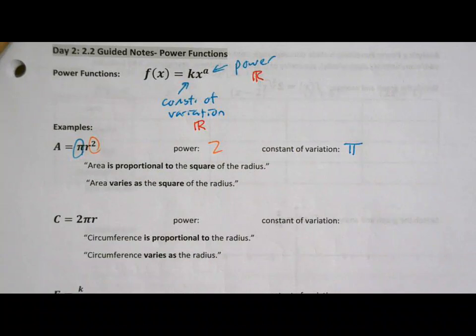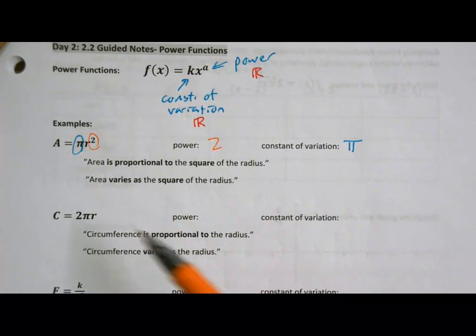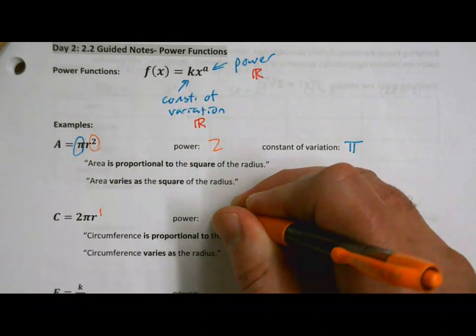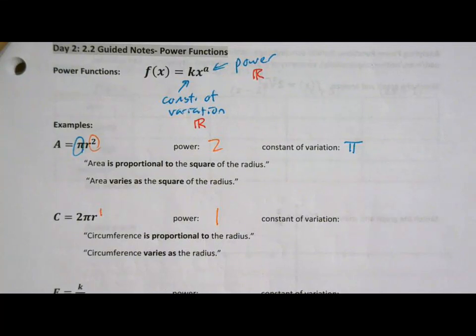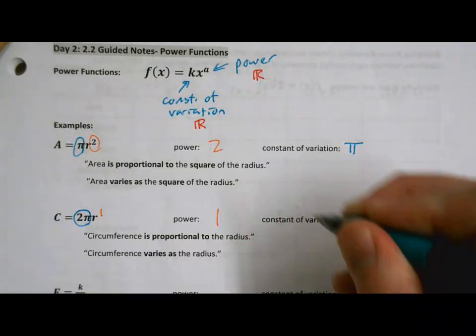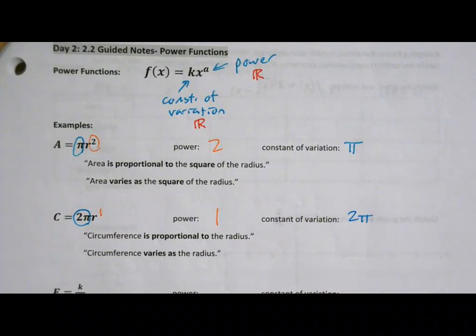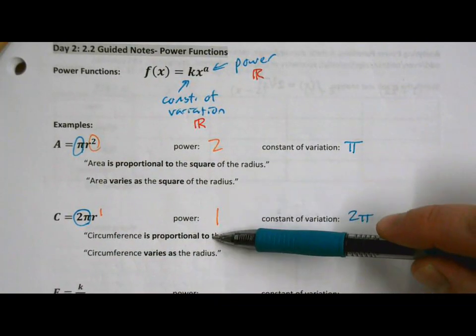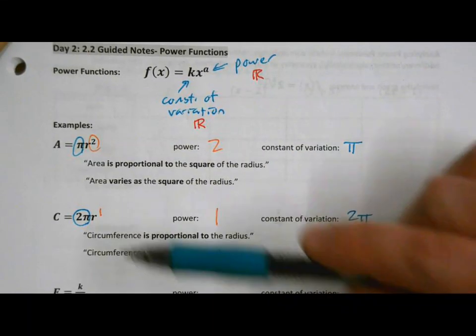All right, so far nothing crazy difficult. Ooh, this next one's a little tricky though. What's the power on this? R is going to be our independent variable here. What is the power on R? It's not written, but you all know that there's an invisible 1 sitting there. So the power is 1. And the constant of variation would be, well, 2 pi. So if we're talking circumference, we would say circumference is proportional to the radius, or circumference varies as the radius. Notice we didn't include anything about a square or a cube here because the power was 1.